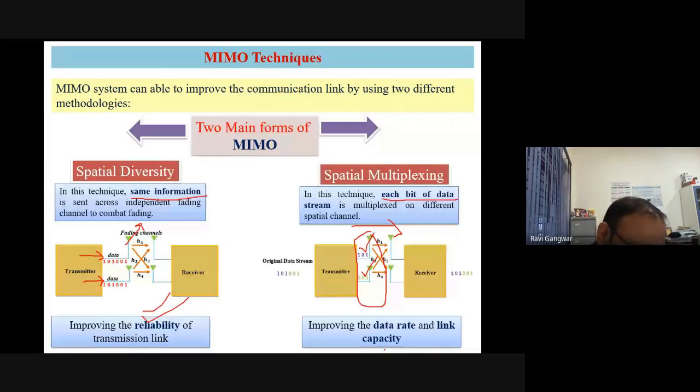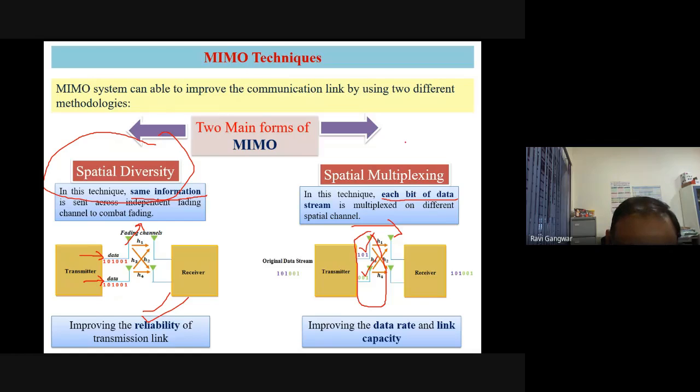So depending upon your application, you decide which system to use, spatial diversity or spatial multiplexing. For example, if we design a system for a defense application, the reliability of the system is the most important concept. Whatever information a defense person wants to communicate from headquarters is the most secure and most important. In that condition, we cannot lose that information, so you have to go for spatial diversity.